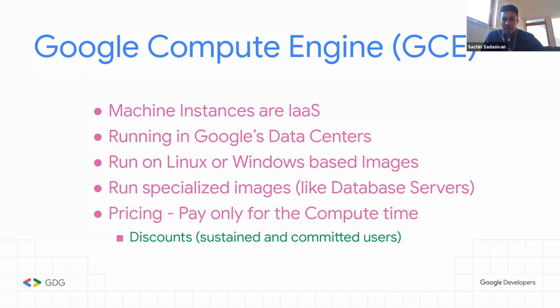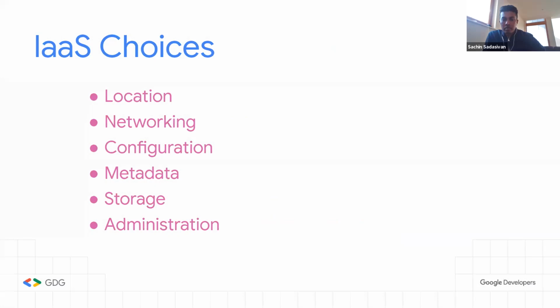This is an infrastructure as a service offering from GCP running on Google's data centers. You can have Linux or Windows-based images, or specialized images. You can also have your own custom images running on these services. We'll see the pricing as we go along. While developing this infrastructure as a service on GCP, you have various choices like location, networking, configuration, storage, administration, etc. We will see that shortly as well.